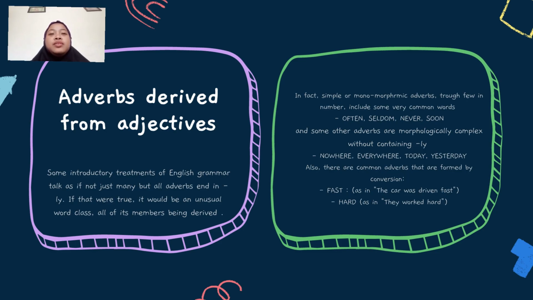And the next one is adverbs derived from adjectives. Some introductory treatments of English grammar talk as if not just many but all adverbs end in -ly. If that were true, it would be an unusual word class, all of its members being derived. In fact, simple or monomorphemic adverbs include some very common words like often, seldom, never, soon, and some other adverbs are morphologically complex without containing -ly, such as nowhere, everywhere, today, yesterday.